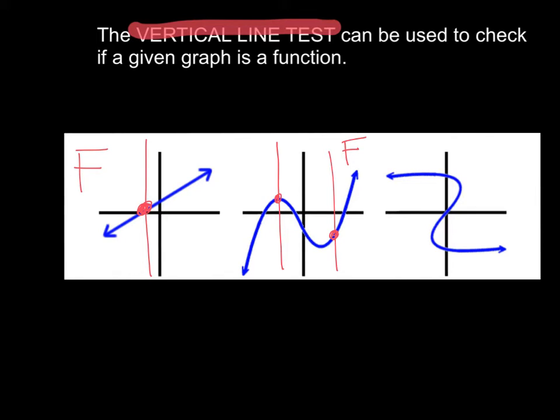Now notice this third example. If I drop a vertical line right here, I would hit it in 3 points. So whenever I hit it with 2 or more points, that graph is not a function.